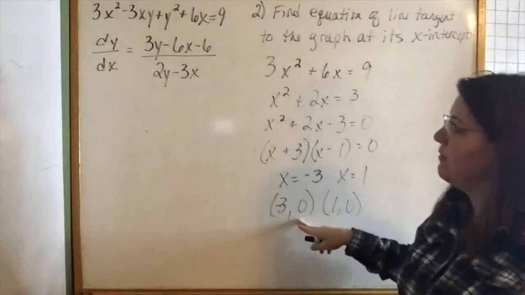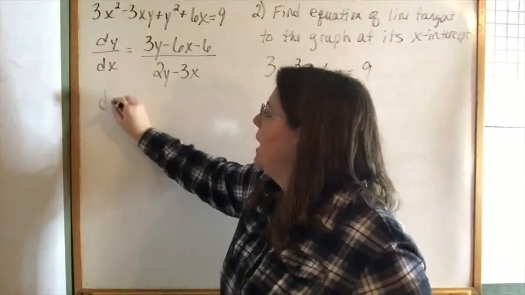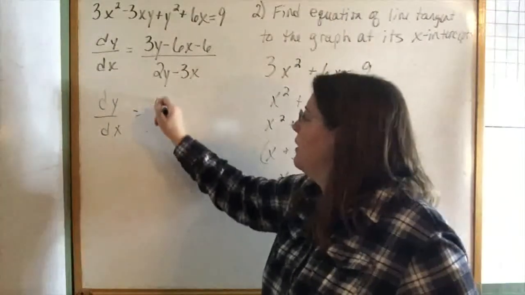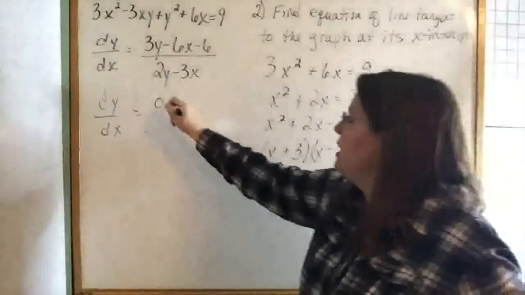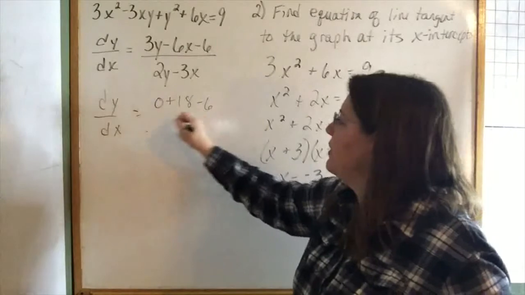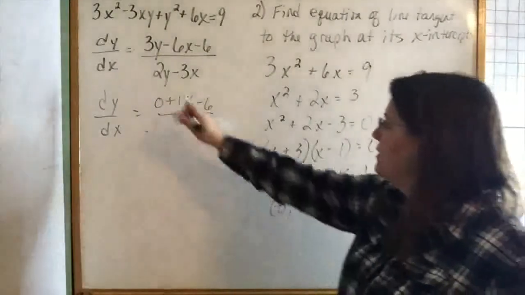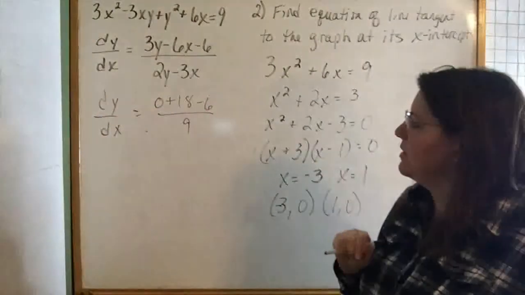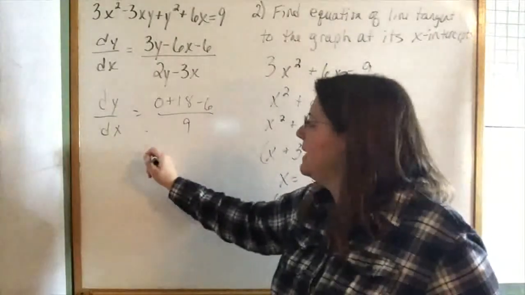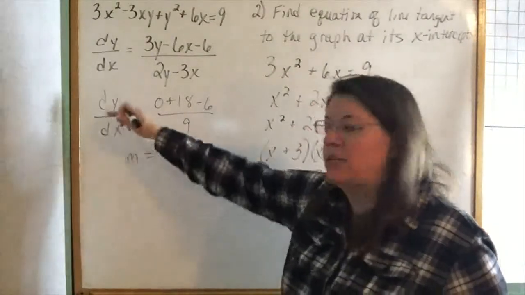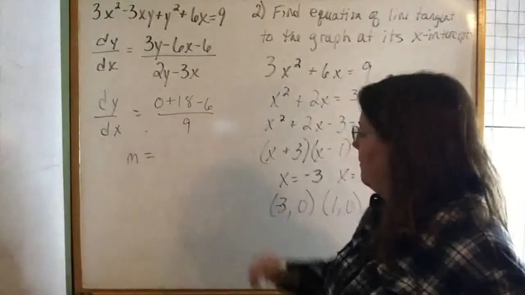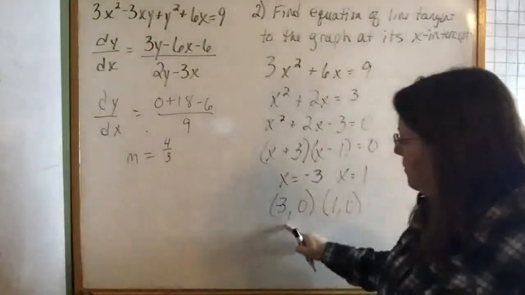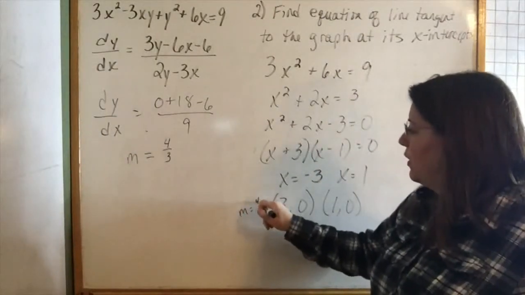So if I plug negative 3, 0 in, I will have dy over dx is equal to 3 times 0 is 0. Negative 6 times negative 3 is a plus 18, a minus 6, over 2 times 0 is 0, and negative 3 times negative 3 is 9. So I've got 18 minus 6 is 12. 12 over 9 will give me a slope. Remember, dy over dx is slope. So the slope of the tangent line at negative 3, 0 is 4/3. So the slope of the tangent line here is 4/3.